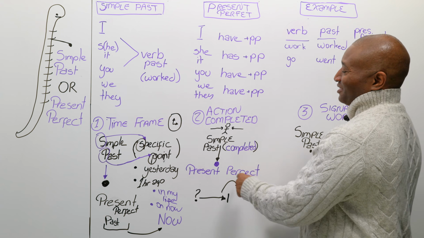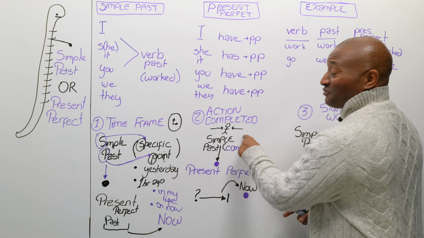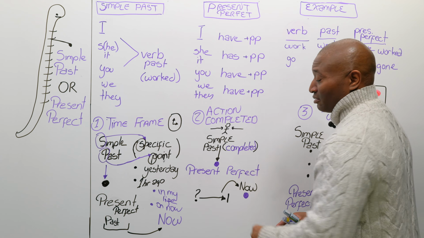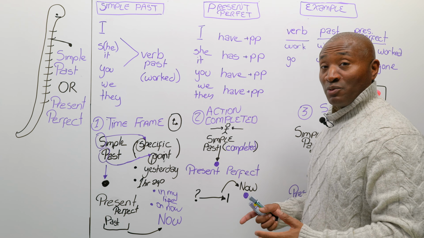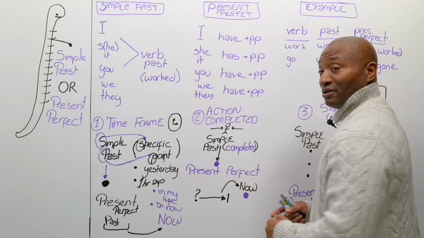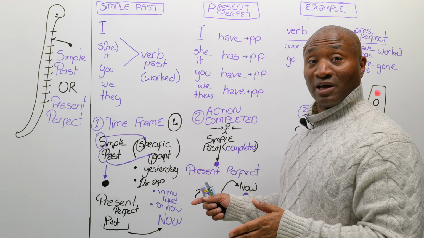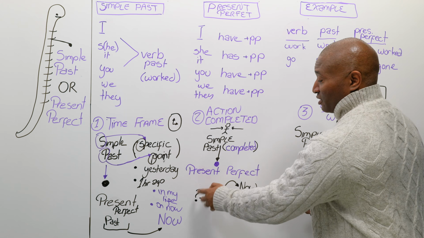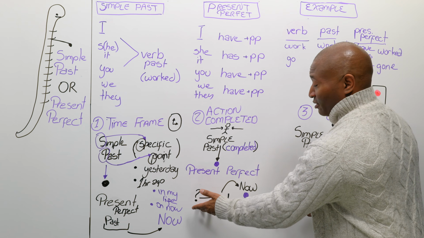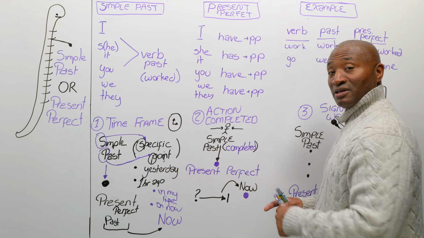Sorry, let's go up here. Same thing though. We know it was finished up here. Down here, we don't know when it was finished, but we know it has an effect here. Now the completed thing up here means it's cut off. It has no effect for now. Here, the completed thing, we don't know when it was finished, but it has an effect now.